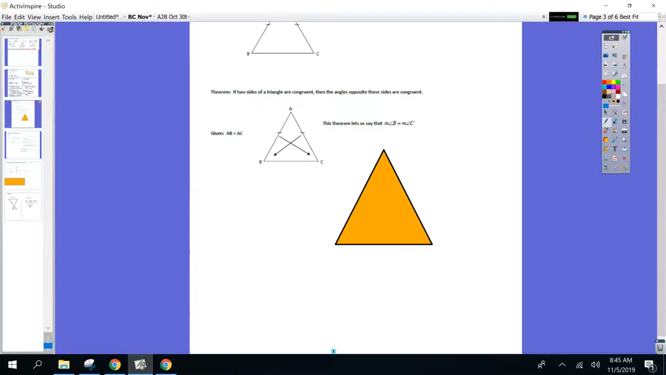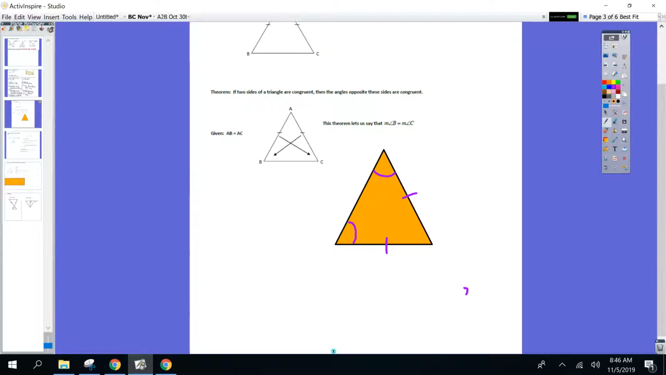The same can be said, and I could go backwards. Let's say I know those angles are congruent. Now I can go in reverse and say, oh, across from that angle, that side must be congruent to that side. So that's what we're working with today. All right? Everybody good? Questions?